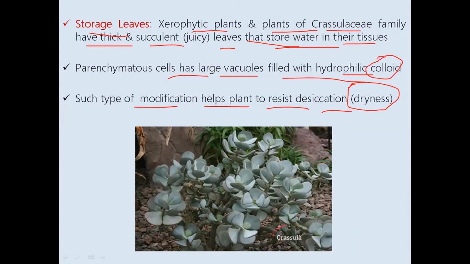You can see here Crassula is given, and you can see the leaves are thick and succulent because they store plenty of water.